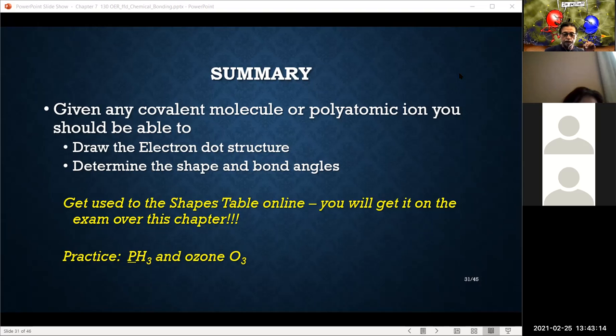All right. So practice on PH3 and ozone. Ozone has 3 oxygen atoms. Here, just select one oxygen to be in the center, and let's see if you can come up with that. And if you have questions about it, bring it to class. We can do it in class. Okay. I'm going to leave those to you. PH3 and ozone. All right.